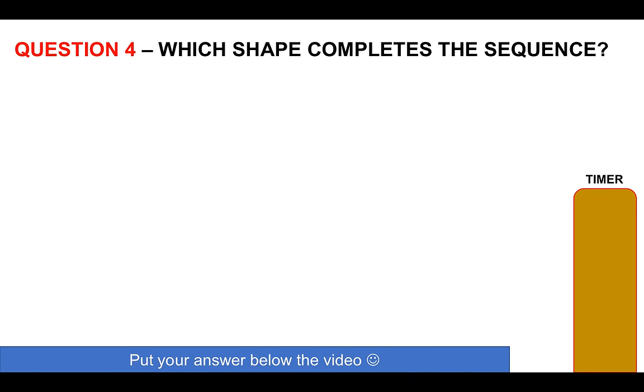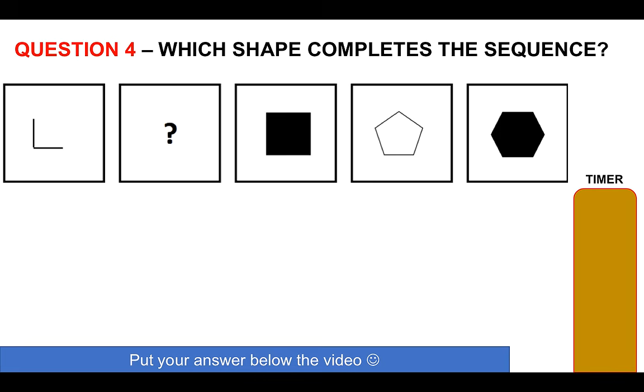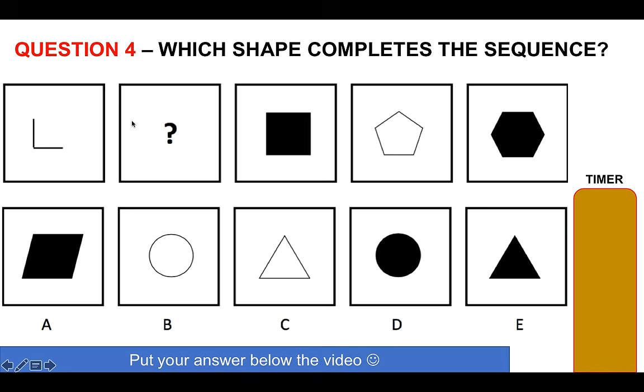Okay, now it's your go again, guys. I've got a question for which shape completes the sequence. Okay, so look for patterns, look for variations. Which shape completes the sequence? You're looking at which one goes there with a question mark. There's the options A, B, C, D or E.